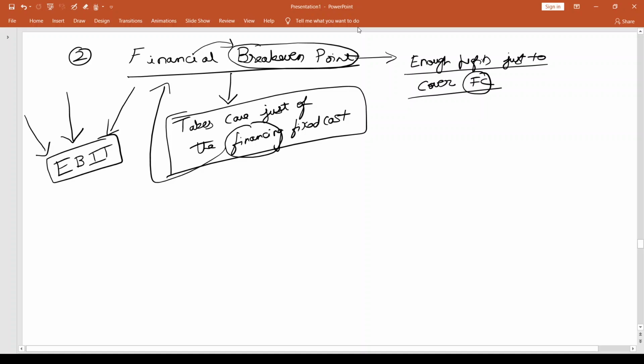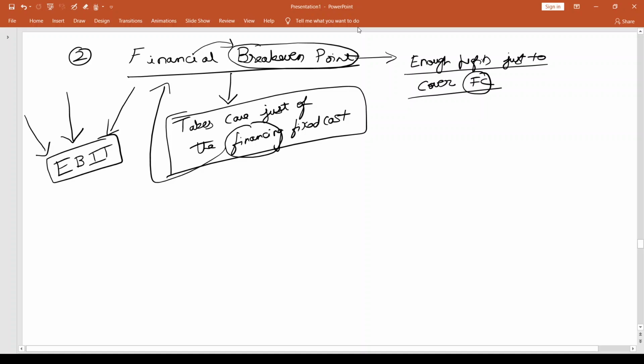So a level of contribution which is just enough to take care of the operating fixed cost is called the operating break-even contribution. The level of sales which is just sufficient to take care of the operating fixed cost is the break-even sales. At that level, those profits will just take care of the operating fixed cost and will not give you anything more. So that was called the operating break-even point. Here we are talking about a level of profits which would just be sufficient to take care of a financing fixed cost. So we call this the financial break-even point.